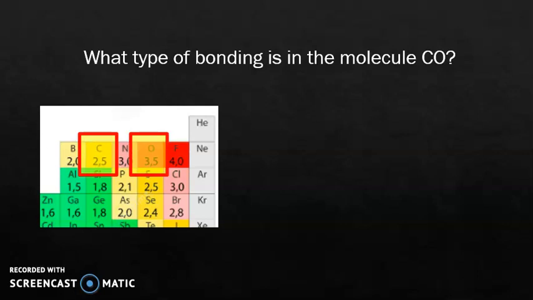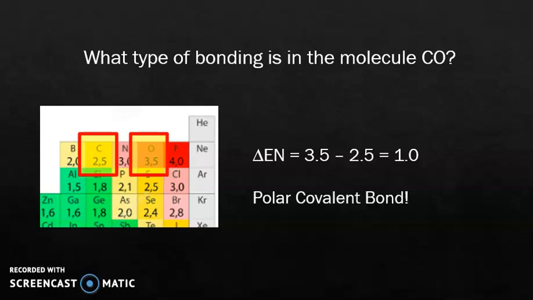So here's carbon and here's oxygen. I'm going to write down those two values, 3.5 and 2.5, and simply subtract them. I find that the difference is about 1.0, and if you can remember the differences from before, 1.0 puts me in the range of having a polar covalent bond. So I would expect carbon and oxygen to share electrons, but not equally.